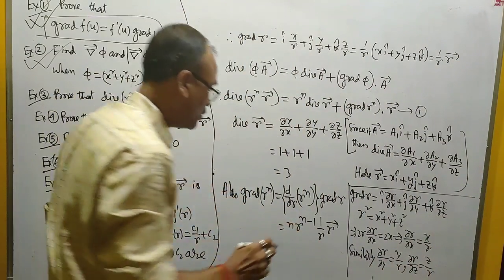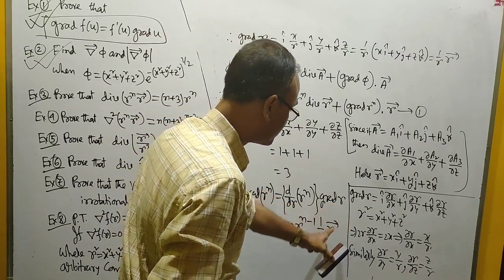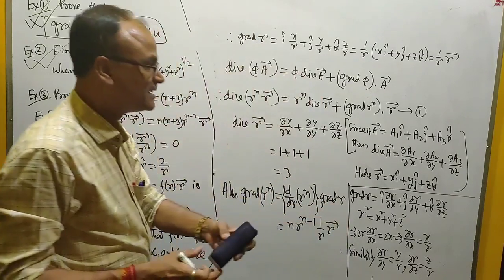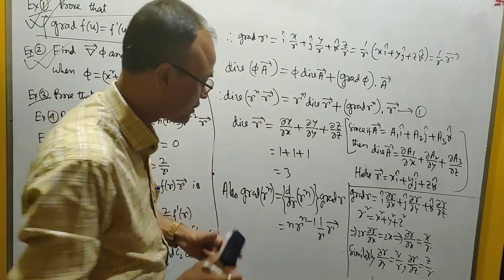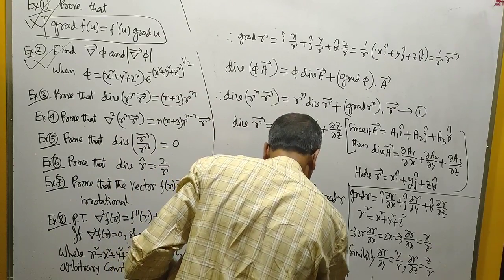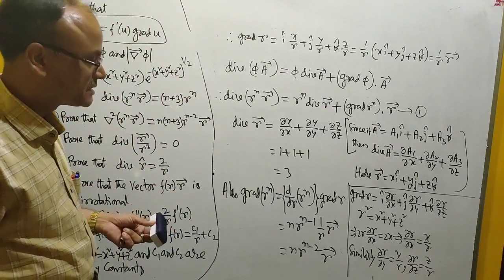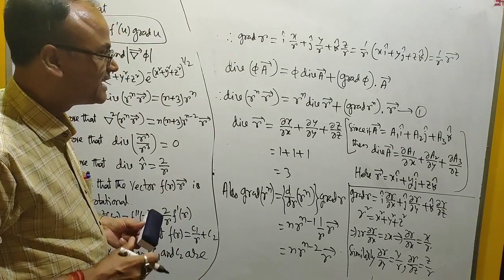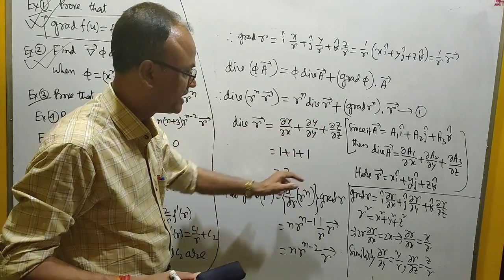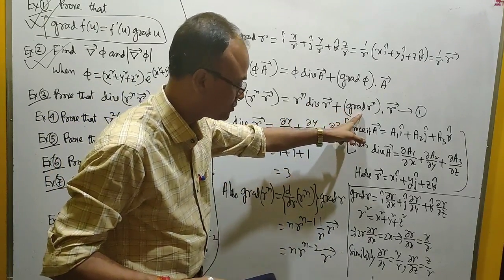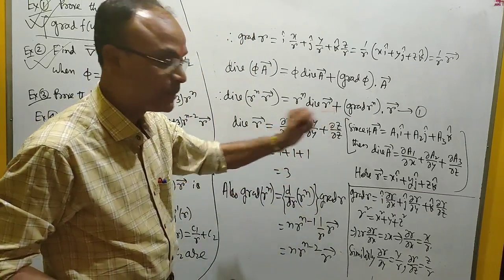Why have we written gradient of r is equal to 1 by r times the vector r? This is the explanation, this is the logic. In general, gradient of r to the power n equals n r to the power n minus 2 times r vector. You may write it like this. Now we have found divergence of r vector equal to 3, and gradient of r to the power n equal to this. Just put these two values in number 1.